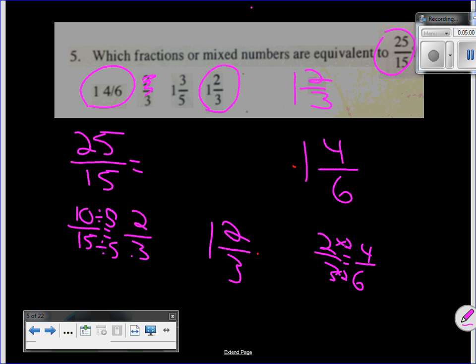Now I do know that 2/3 will not work. How about 1 3/5? Will that work? Can 3/5 equal the same as 2/3? It can't. 3 can't go into 2, so we know this doesn't work. So I actually have two answers that work.